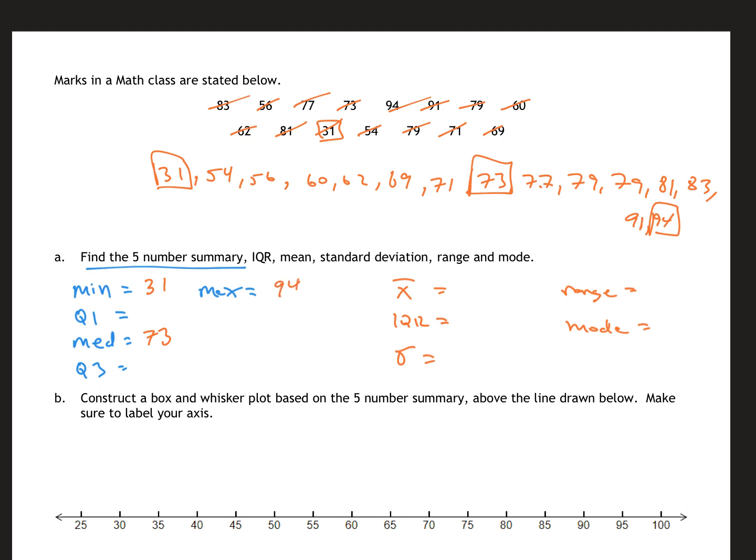So now in the middle of the data, I got 1, 2, 3, 4, 5, 6, 7, 8. So 1, 2, 3, 4. So there's my Q1 is 60. 1, 2, 3. And then 79 would be my Q3. Sorry, 81 would be my Q3. I miscounted.